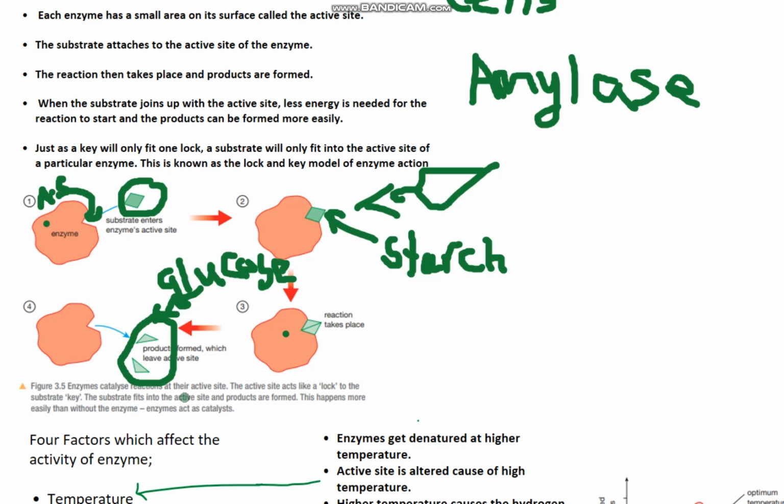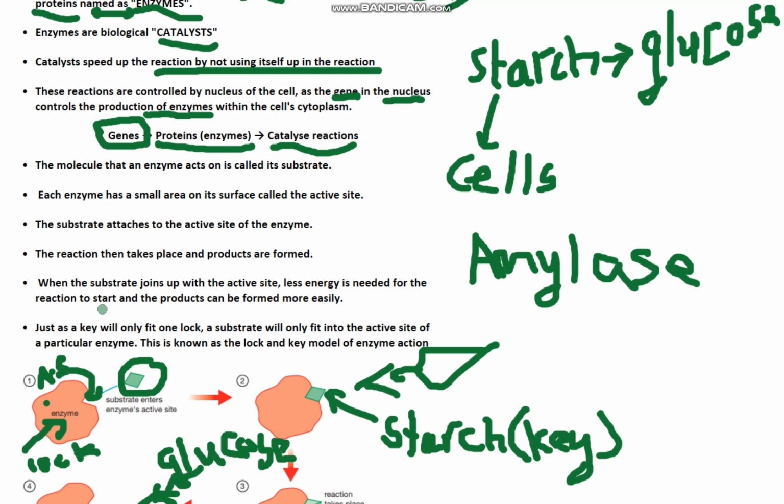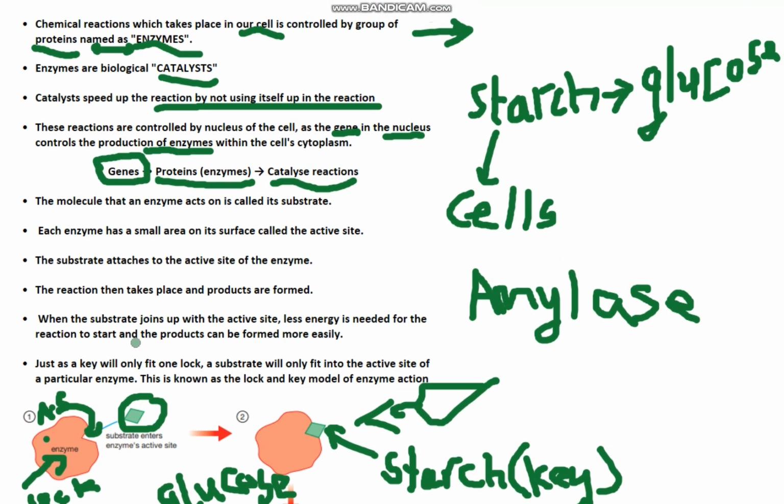Enzymes catalyze reactions at their active site. The active site acts like a lock. Consider this as a lock, and the substrate is the key. The substrate fits into the active site and products are formed. This happens more easily than without the enzymes. Enzymes act as catalysts. This reaction can take place without the enzyme itself, but without the enzyme the reaction would be much slower.